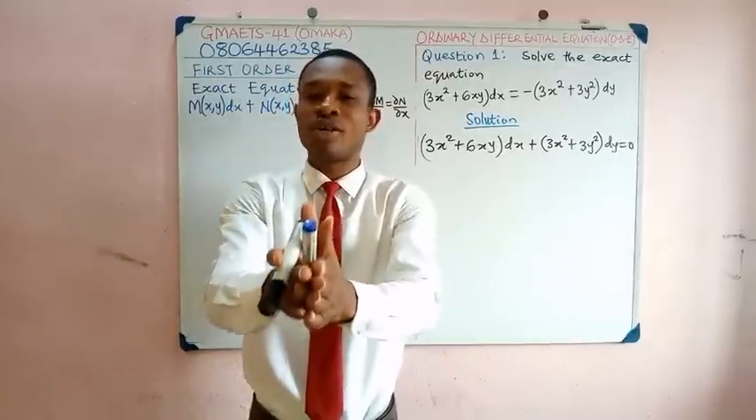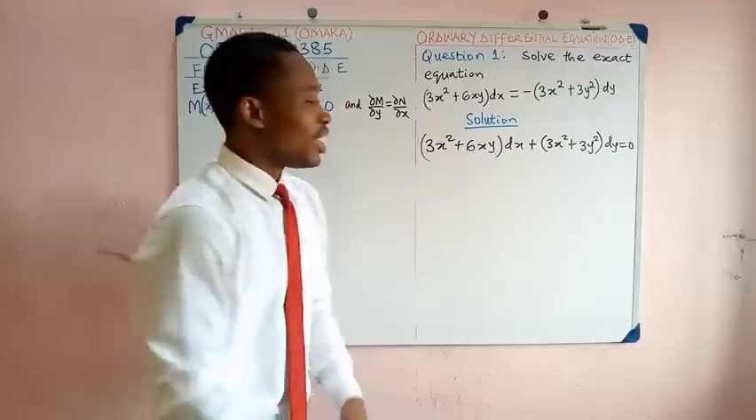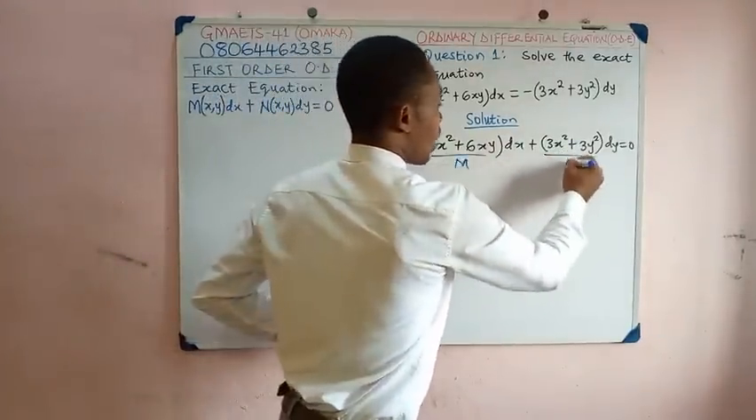Pick the terms that are not common as well together, and that is the solution of that exact equation. Let's do this. This is our M part, and this is our N part.